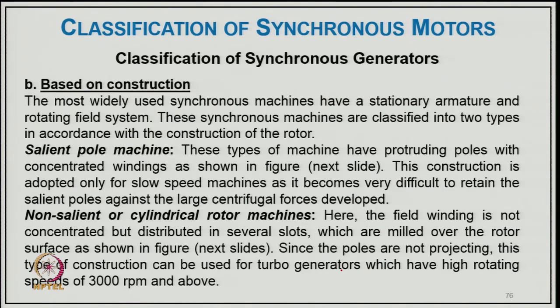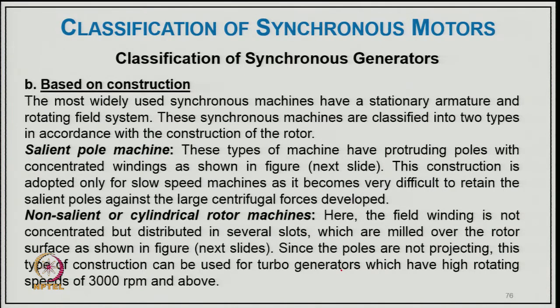Now, coming to classification based on construction, the most widely used synchronous machines have a stationary armature and rotating field system, and these machines are classified into 2 types according to the construction of the rotor. The salient pole machine has protruding poles with concentrated winding as shown in the figure. This construction is adopted only for low speed machines, as it becomes very difficult to retain the salient poles against the large centrifugal forces developed.